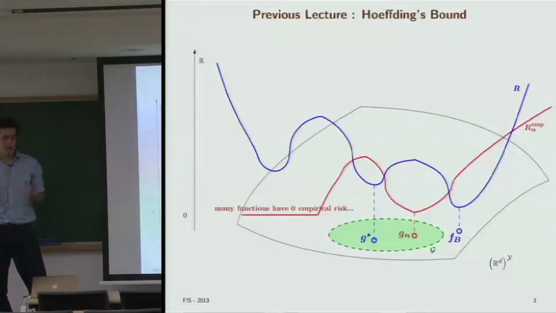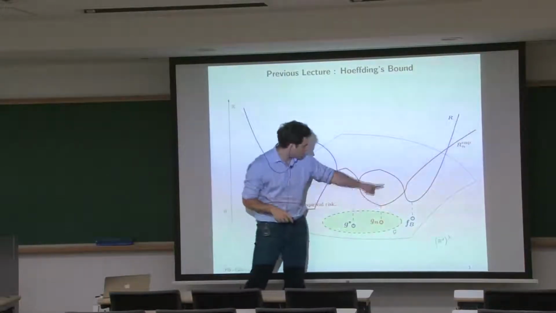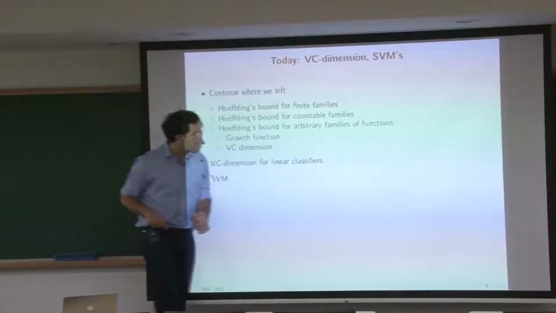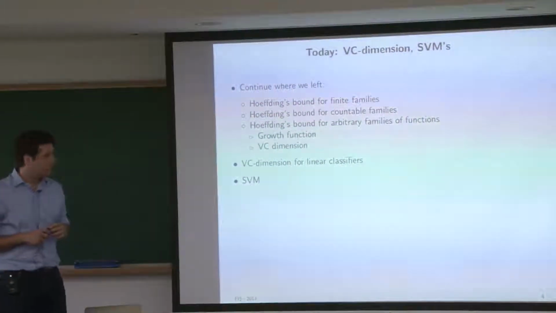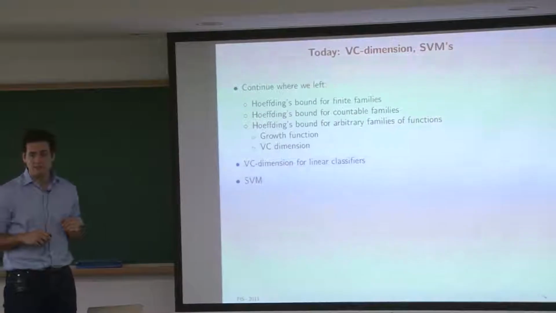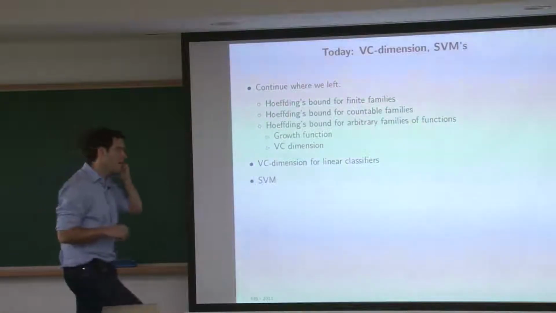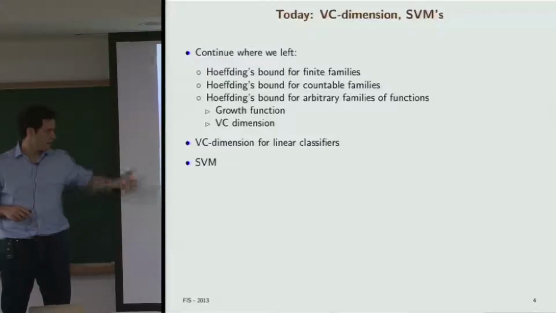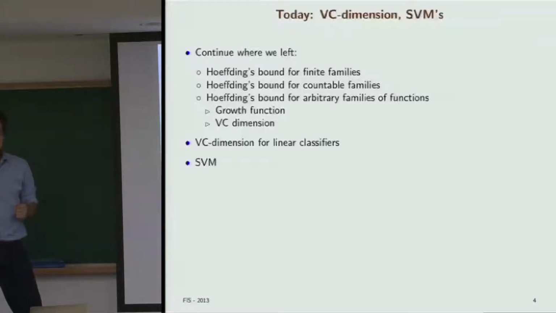In the bounds that we have been studying, we have been discussing mostly this bound here, and we've also discussed a bit about this bound, I think. Let me just recall what we did last time. Last time when we left, we mentioned Hoeffding's bound for finite families, and then we were about to talk about Hoeffding's bound for countable families. And today we're going to talk about Hoeffding's bound for arbitrary families of functions. And then we will follow with some considerations on VC dimension. SVM will probably be for next time, but if we have time, we will start talking about SVMs.